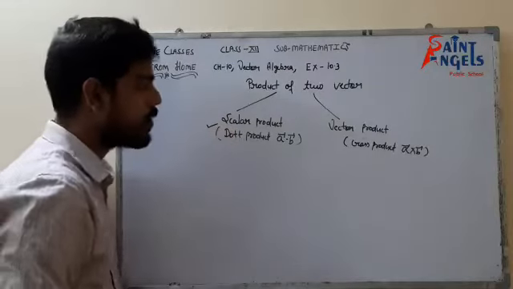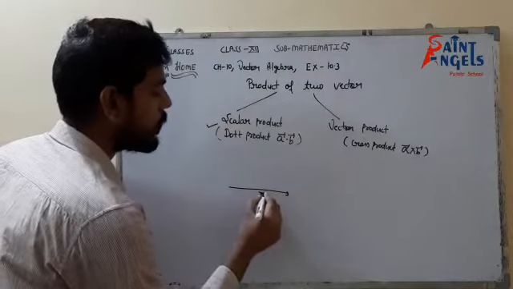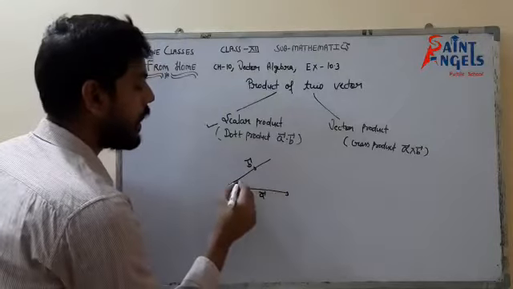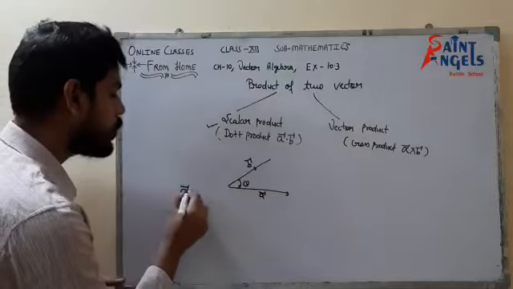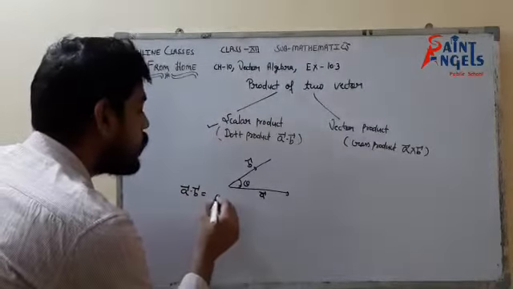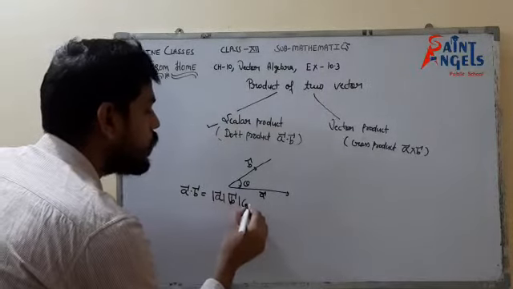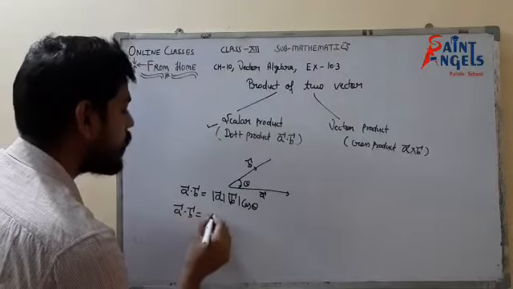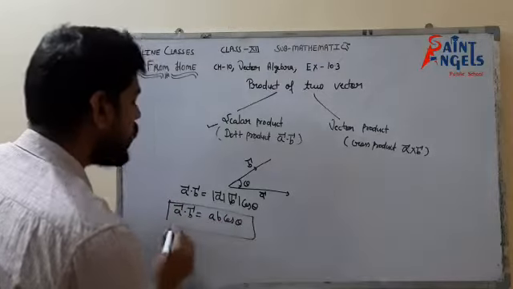Now we will define it. Suppose we have two vectors, vector A and another vector B, making an angle theta with vector A. Then the dot product of both these vectors, A dot B, equals the magnitude of vector A times the magnitude of vector B times cos theta, or A vector dot B vector equals AB cos theta. This is the formula.